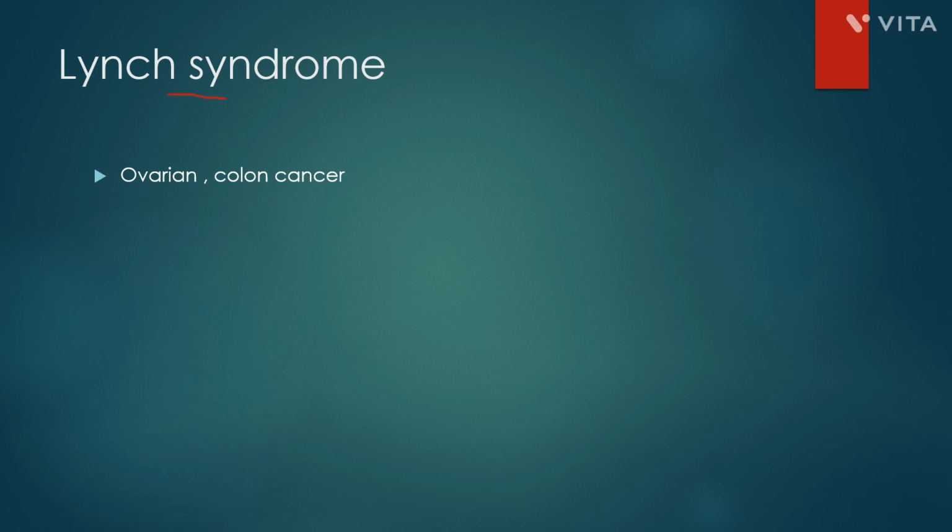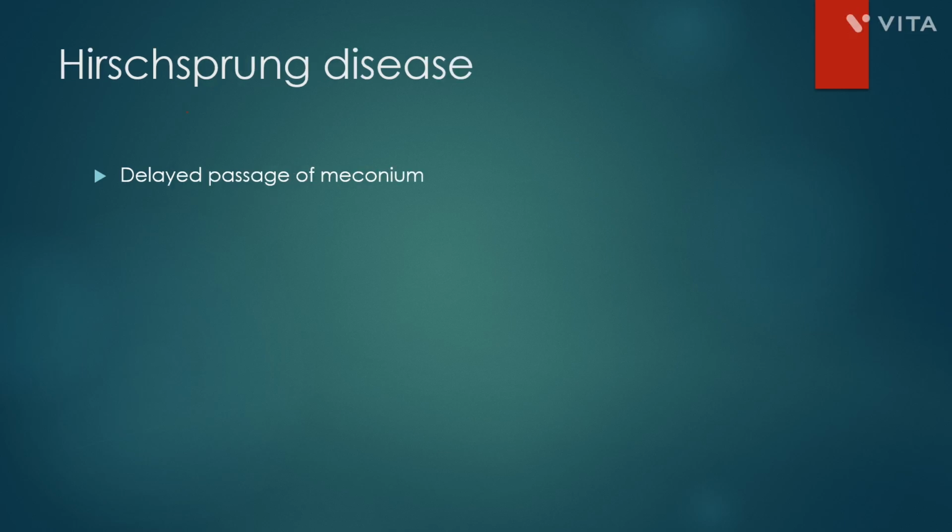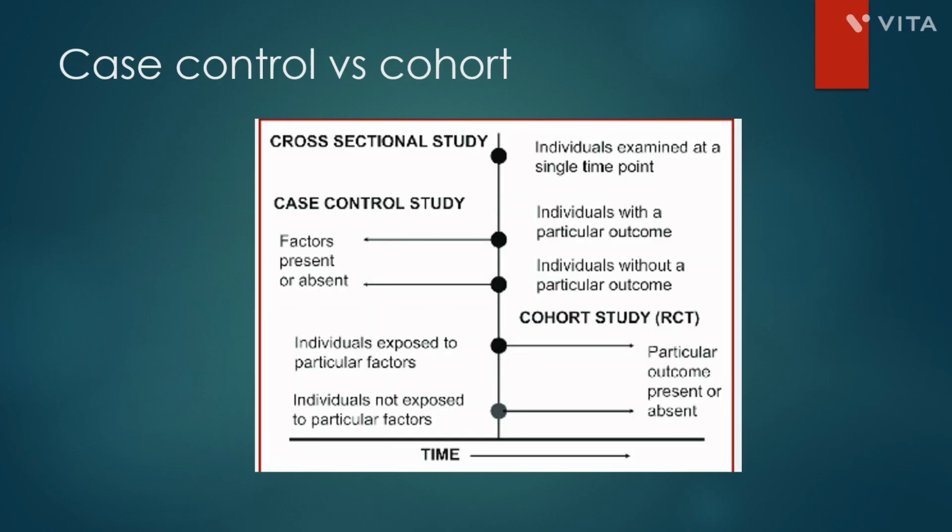Now again, as I told, cancer syndrome is very, very important. Lynch syndrome was another scenario with ovarian and colon cancers in the family. A child with delayed passage of meconium presented on day 6 with abdominal distension. It was only on day 2 that the neonate passed meconium. So it is likely to be Hirschsprung disease.